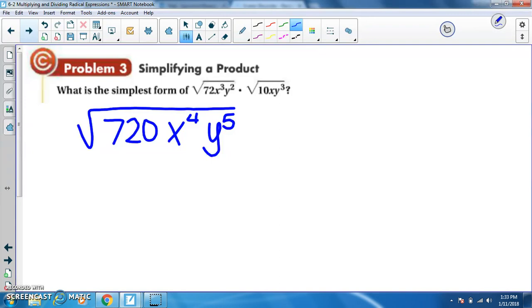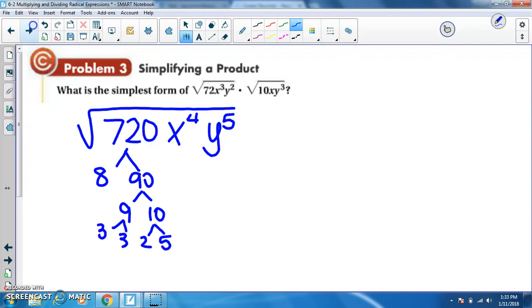So what goes into 720? I am going to say 8 and 90. What goes into 90? 9 and 10. 2 and 5. 3 and 3. 2 and 4. 2 and 2. So now I just need to look at the end. So 2 times 2 times 2 times 3 times 3 times 2 times 5, because those are the simplest form.